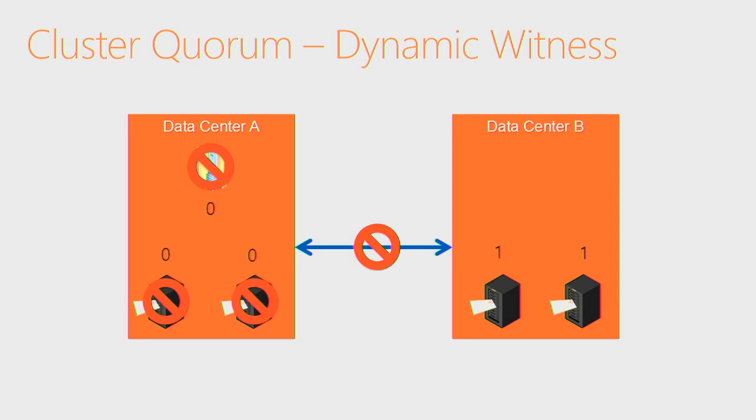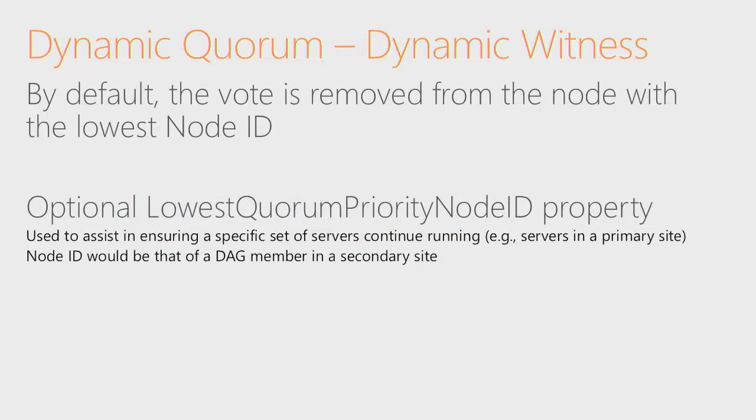Now, with that in mind, we actually give you a way to exercise some control over this. There is a cluster property called lowest quorum priority node ID. What you can do is set this value to a node ID in the secondary data center. This tells the cluster to remove the vote weight from a node that's over here, not from a node that's in the primary.